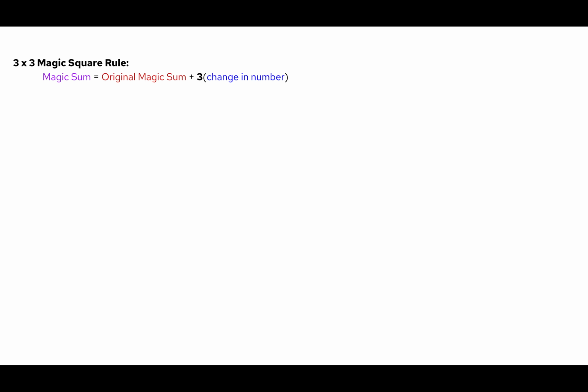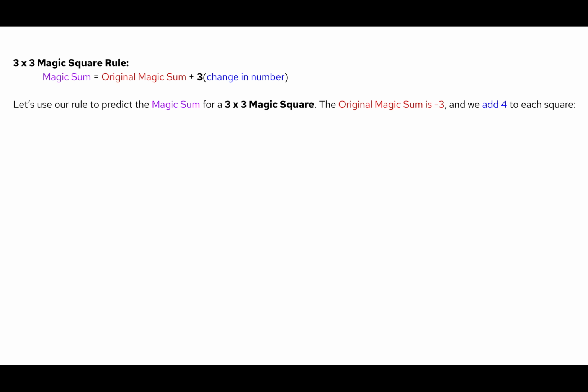So here's a 3 by 3 magic square rule. We said that the magic sum equals the original magic sum plus 3 multiplied by the change in number. So let's use our rule to predict the magic sum for a 3 by 3 magic square. The original magic sum is -3, and we're going to add 4 to each square. So here we go with our equation. The magic sum equals the original magic sum plus 3 multiplied by the change in number.